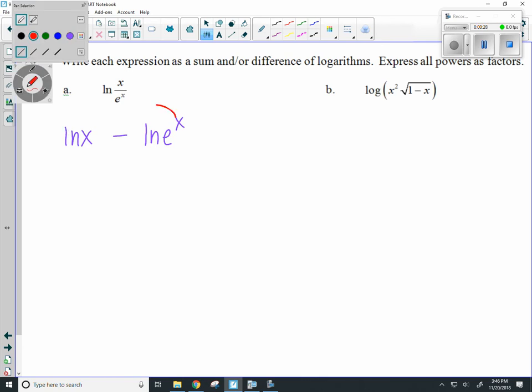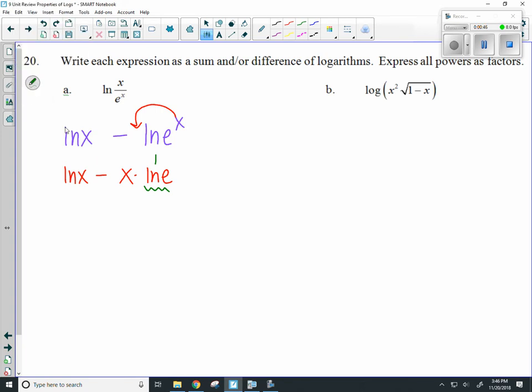Once it's here, this x goes out front. So ln x minus x times ln of e. And you have to recognize that ln of e is simply equivalent to 1. So what you have here is ln x minus x times 1, which would just be ln x minus x.